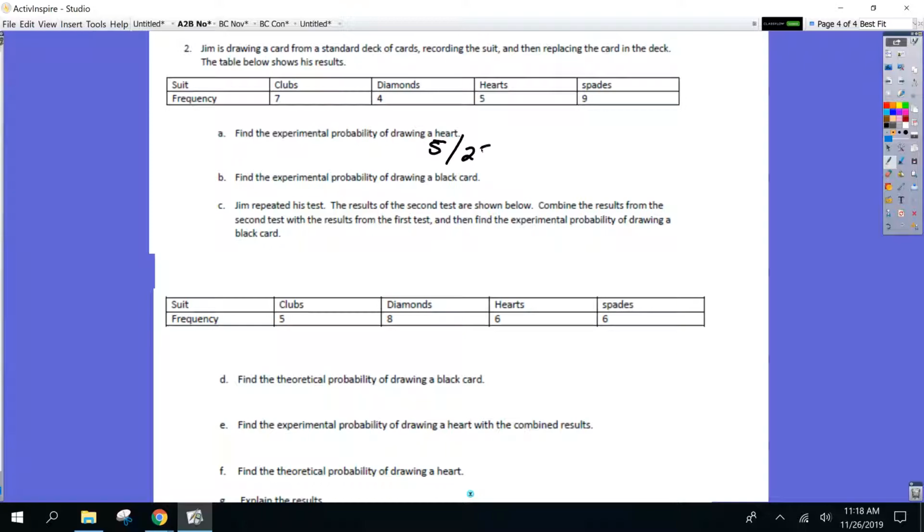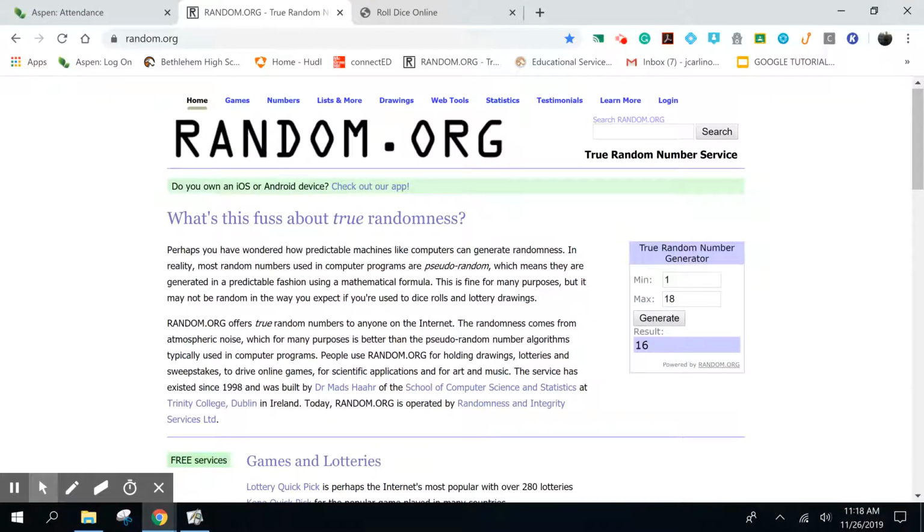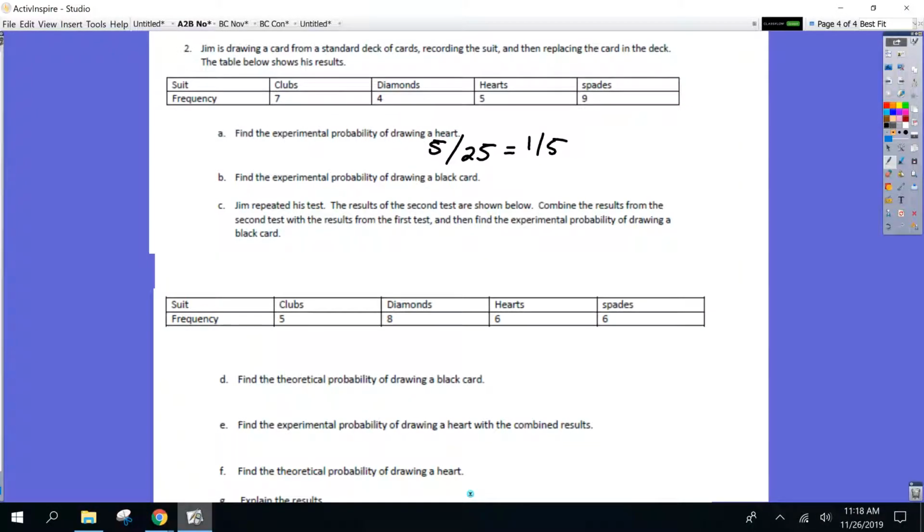25, yep. So if you guys want to give me 1/5, that's fine too. What about black card, based on his experiment? 18, don't have one, I don't think. 4? That's me. Great, black card. Am I not? Oh, all right. Fine, it was something we have to go over.